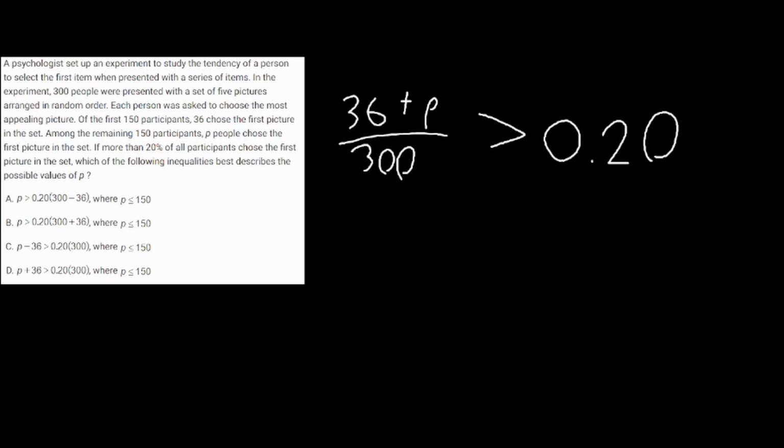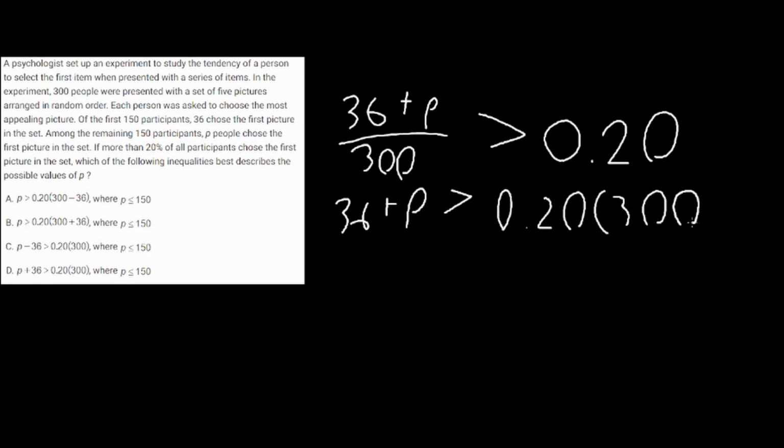So we know that, and so now we have to just solve for what P would be. So multiplying each side by 300, we get 36 plus P is greater than 0.2 times 300. And then if we look at our answer choices, we'll actually see that it matches up with answer choice D, which is P plus 36 is greater than 0.2 times 300. So our final answer is D.